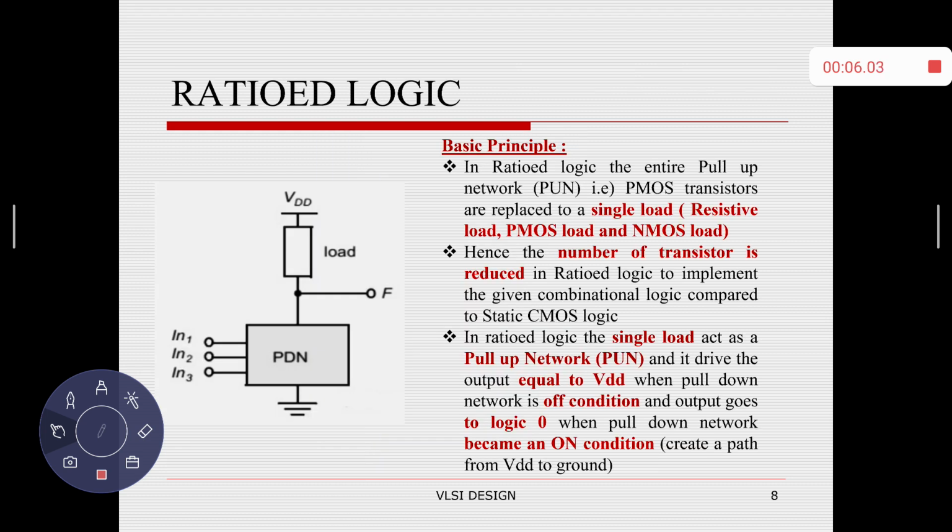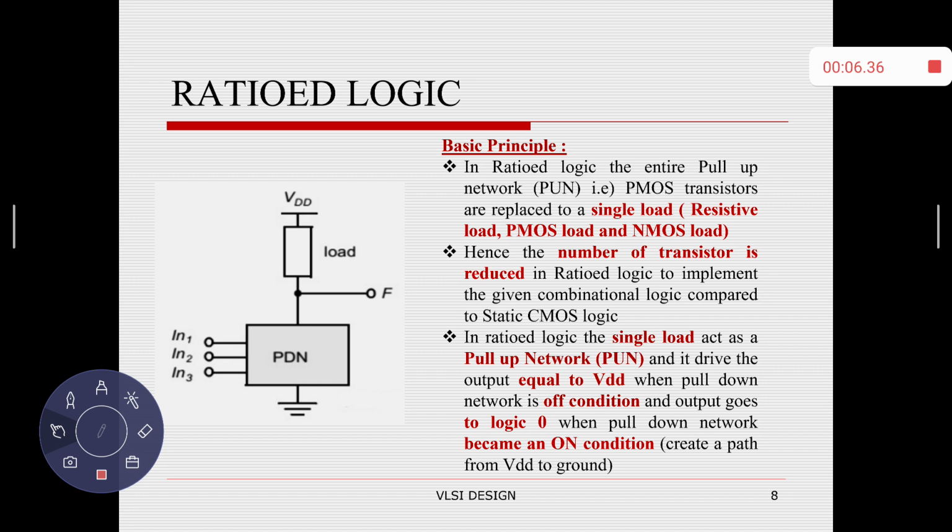The next is the second type of logic, which is ratio logic. The first difference compared to static CMOS logic: static CMOS logic consists of n number of PMOS transistors and n number of NMOS transistors, whereas in ratio logic, the pull-up device is always connected. That is why, in the graphical representation of ratio logic, instead of a pull-up transistor, I put a circuit comprising a load. That load is always connected.